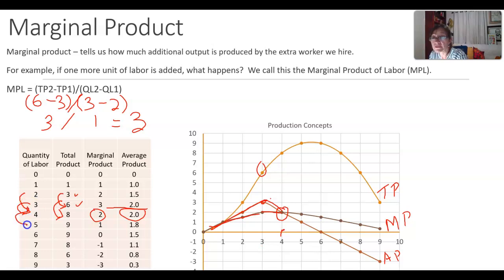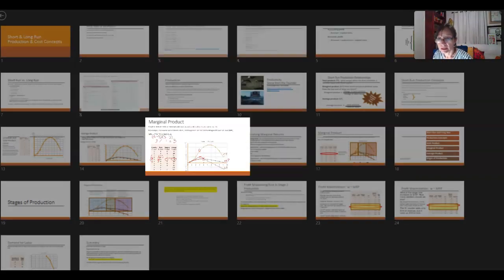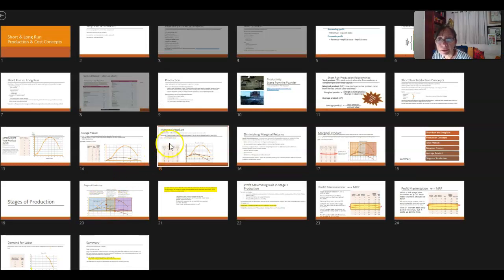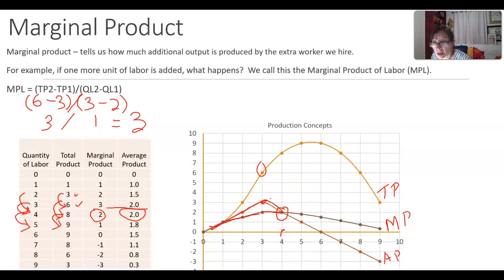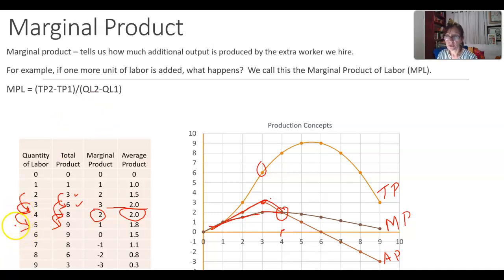If I add a 5th person, what happens? Our total product increases to 9, okay? But what happens to our marginal product? Well, again, I'll just erase this over here, and we'll just do these last few to cement this. Okay, we went from 4 to 5 people, and our product went from 8 to 9.